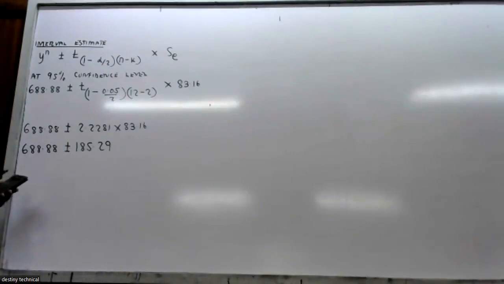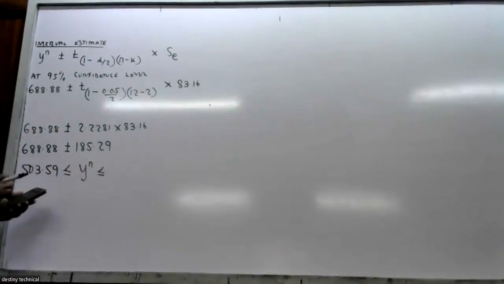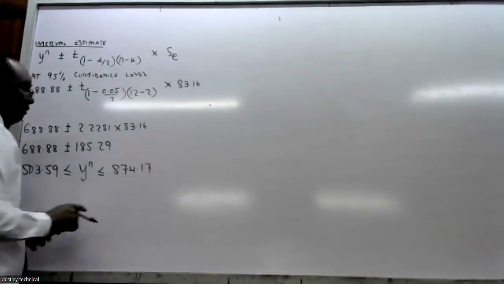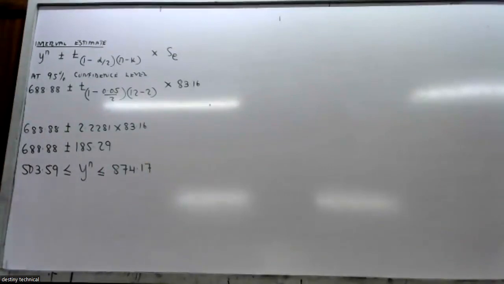Then you say 688.88 minus 185.29 is 503.59. This is our predicted value. And on the upper side, 688.88 plus 185.29 is 874.17. Are you through up to that point? Yeah, that's what I'm writing. Okay.